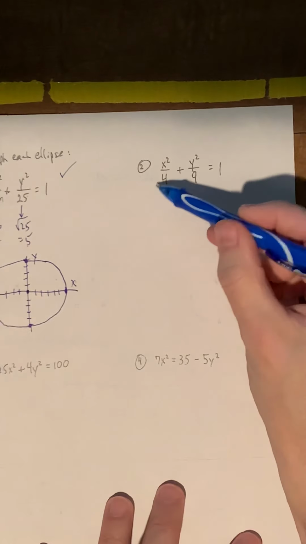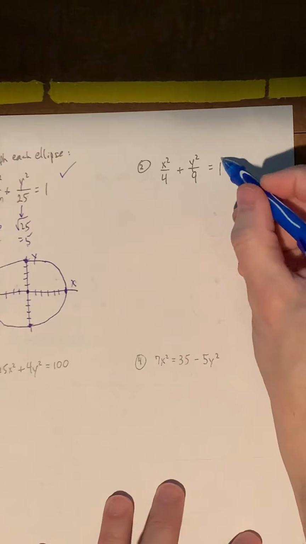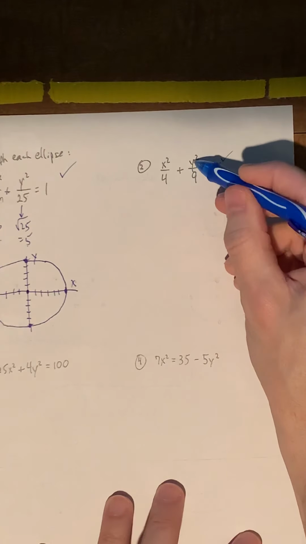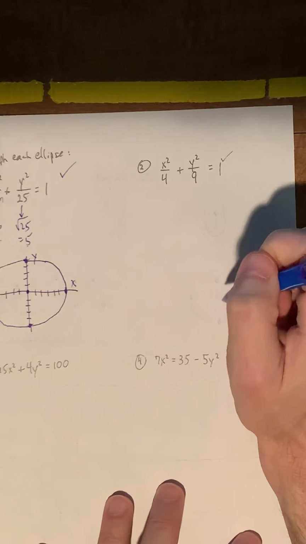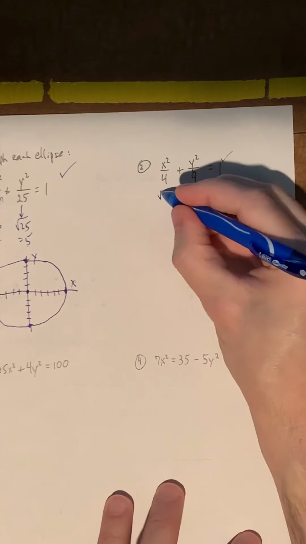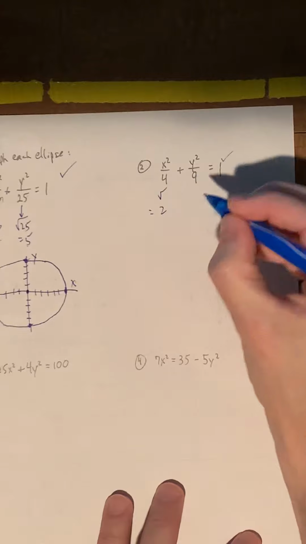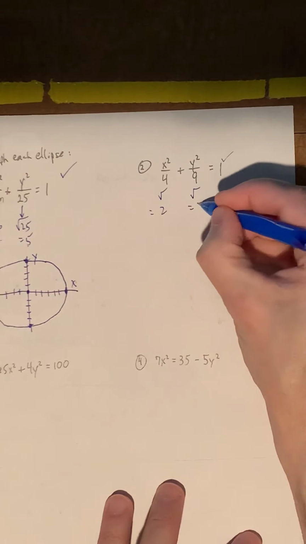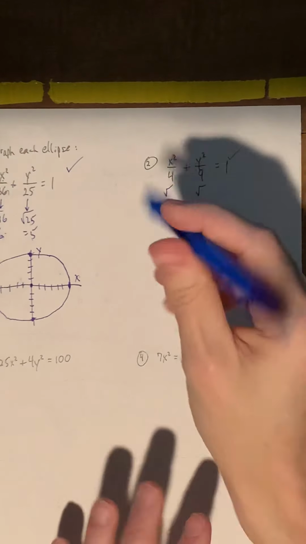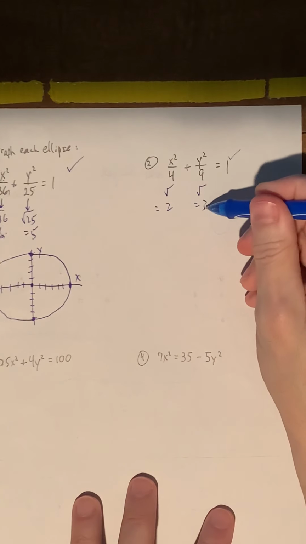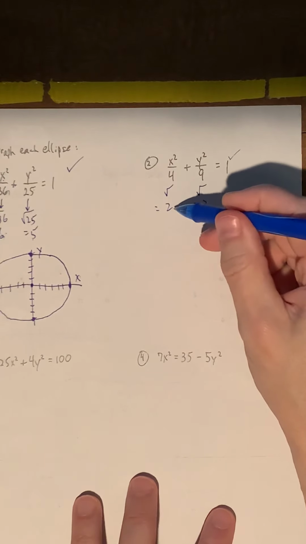All right, here we go. Same type of equation. It equals 1. And we have x squared y squared on the top. Numbers on the bottom. Plus sign in between, so we're good to go. All right, square root of 4 is 2. Square root of 9 is 3. And we're going to pretty much do the same thing we did in number 1. 3 out in the y direction from the center. 2 out in the x direction from the center.